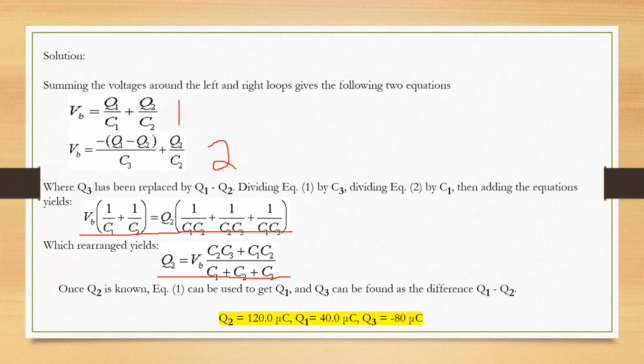The answer would be Q2 is equal to 120 microcoulombs, Q1 is equal to 40 microcoulombs, and Q3 is equal to negative 80 microcoulombs.